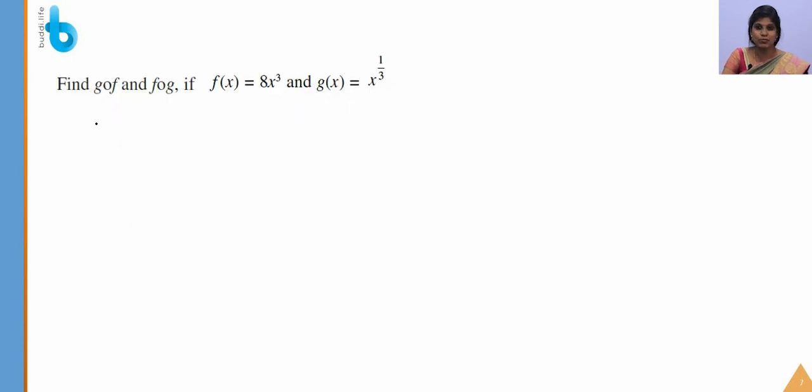So guys, we will now see a small example for this composite function. See, find g composite f and f composite g if the functions f(x) and g(x) are given. Okay, what is g composite f of x? g of f of x, right? So f(x) is 8x cubed, and this whole term will serve as the x for the g function. So what is g(x)? x raised to the power 1/3, right? Here this x is nothing but 8x cubed.